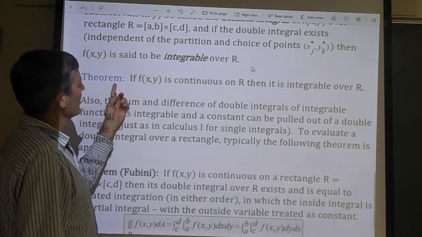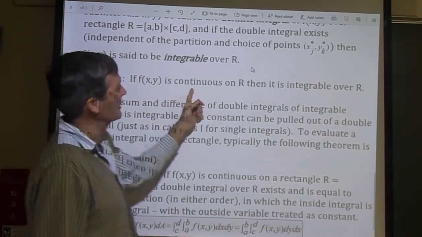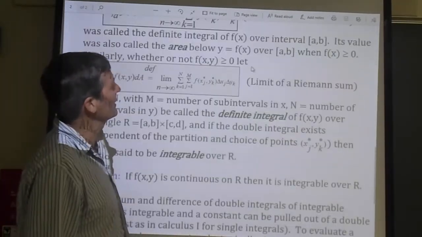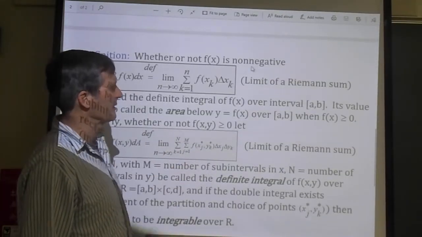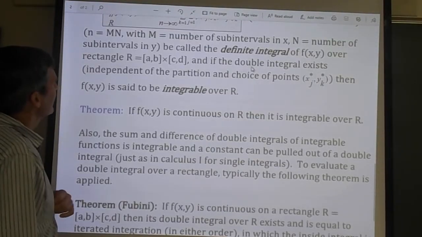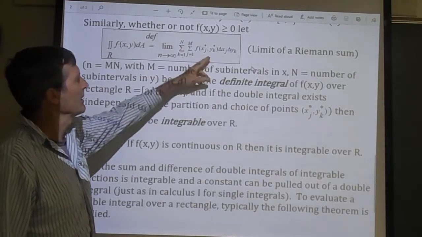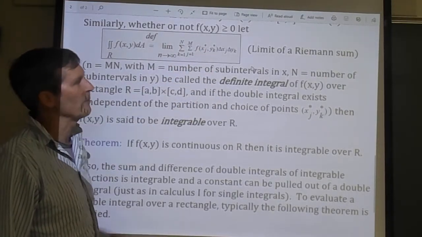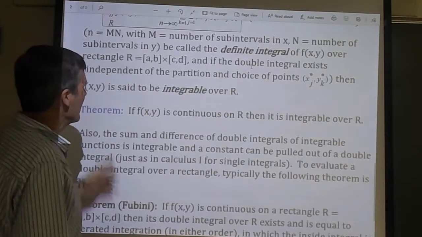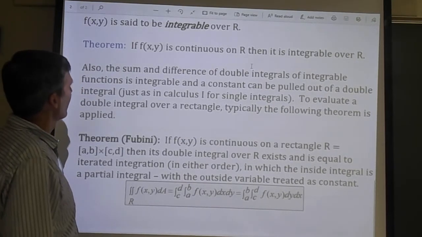Here's the nice theorem, which we already sort of stated. If f of x, y, a function of two variables, is continuous on a rectangle R, then it's integrable over R. What does integrable mean? It means that this limit of the sum exists and gives you a fixed number. Exists means that regardless of how you break up the partition and what points you use in the intermediate parts, you get the same number. The limit exists and you get the same number. All right, so this function is integrable when it's continuous over the rectangle.